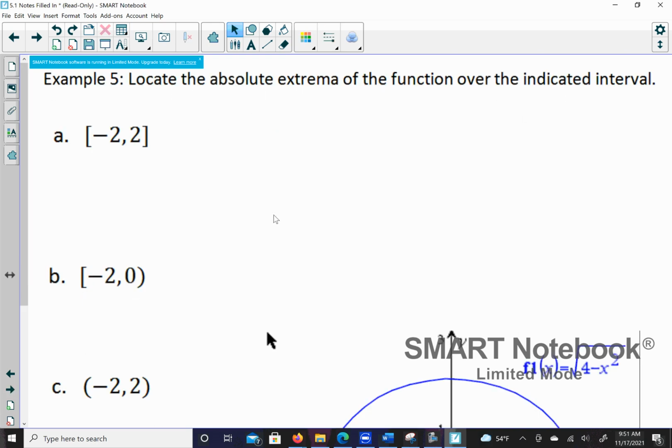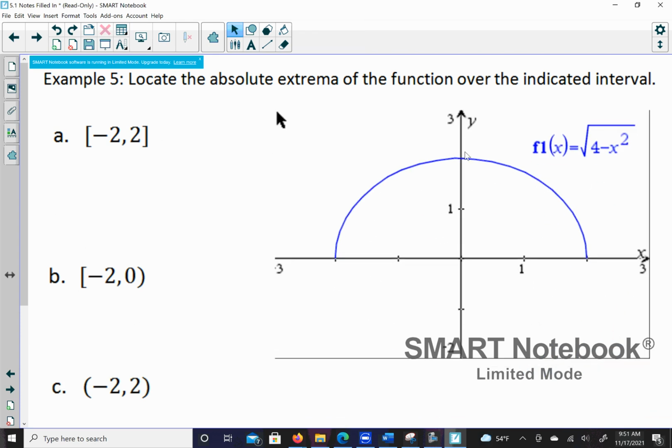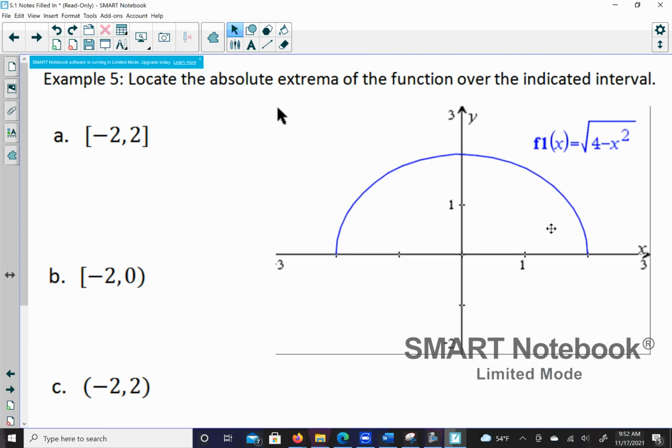Okay, so this one, I'm going to locate the absolute extrema of the function over the interval. So it has different intervals from a to b or a to d. And when I look at this function, here's my function. And when I go from -2 to 2, I can tell that my critical number is going to happen at 0, and I can tell that that's going to be 2. But if I didn't know that, I could find the derivative of that. So that is going to be this ordered pair, which is going to be 0, 2.